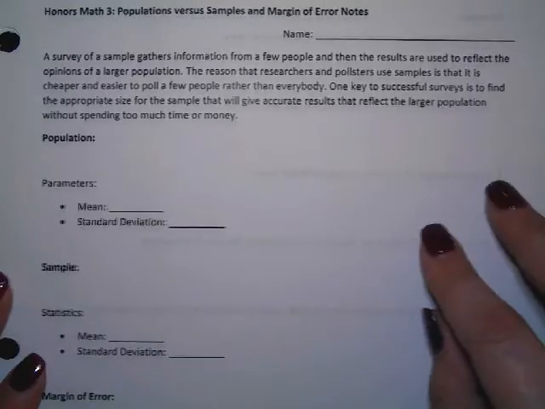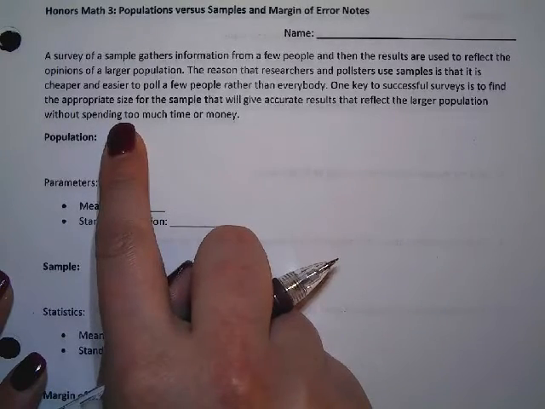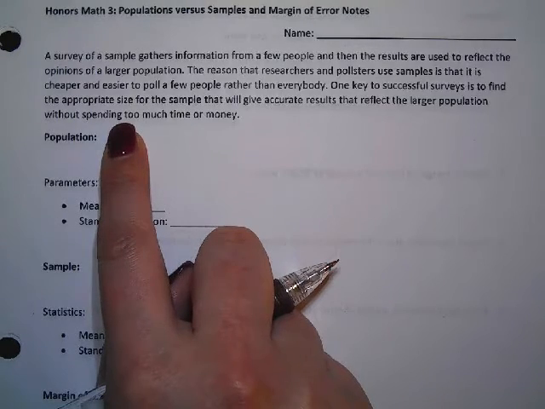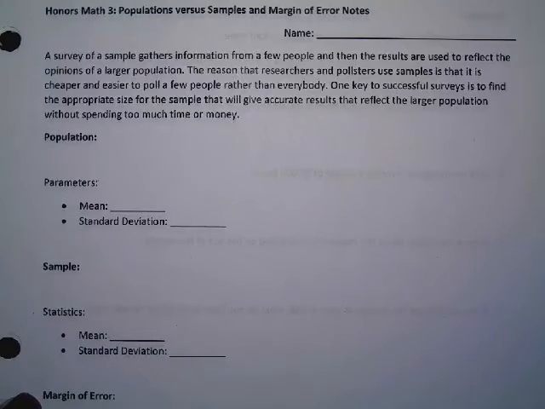All right. So this says, a survey of a sample gathers information from a few people, and then the results are used to reflect the opinions of a larger population. The reason that researchers and pollsters use samples is that it is cheaper and easier to poll a few people rather than everybody. One key to successful surveys is to find the appropriate size for the sample that will give accurate results that reflect the larger population without spending too much time or money.